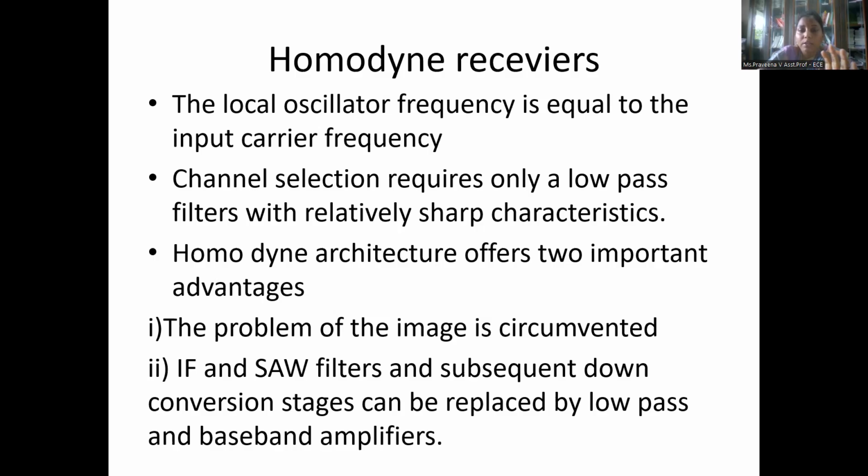Let us see the overview. In the homodyne receiver, the local oscillator frequency is equal to the input carrier frequency, so that the signal will be directly converted to the baseband. So this is the main concept.